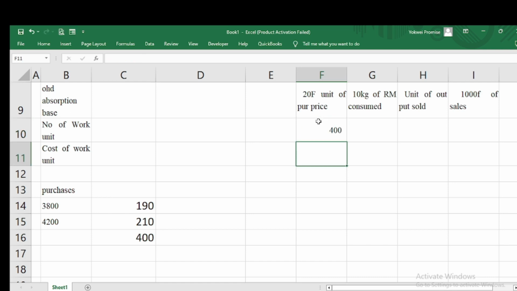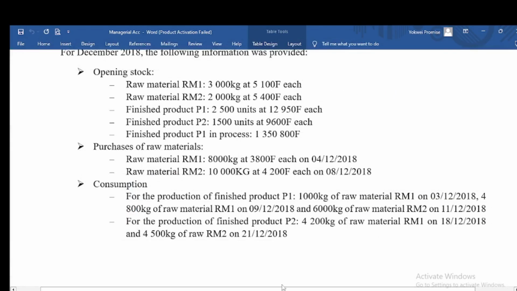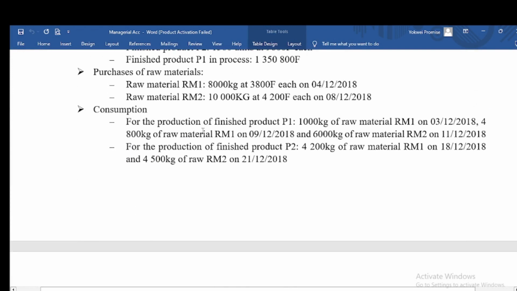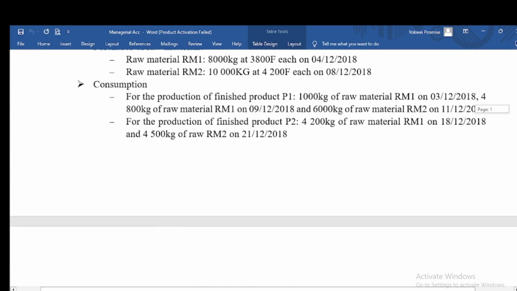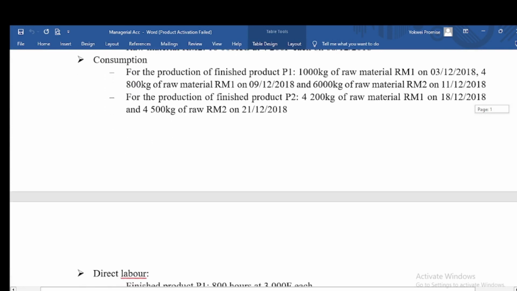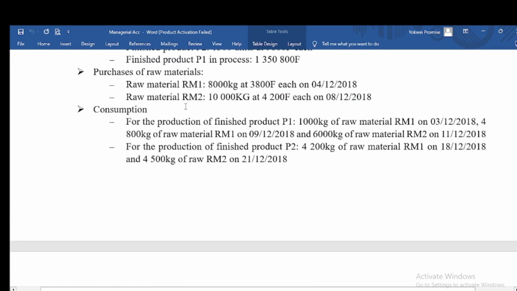Alright, 400. And then the next, the workshop. For workshop now, they say 10 kilograms of raw material consumed. Let's look at the consumption. Let's look for workshop. Alright, so workshop, they say 10 kilograms of raw materials consumed. This is the consumption here. So I have 10 kilograms of raw.